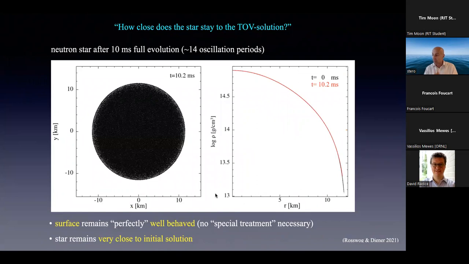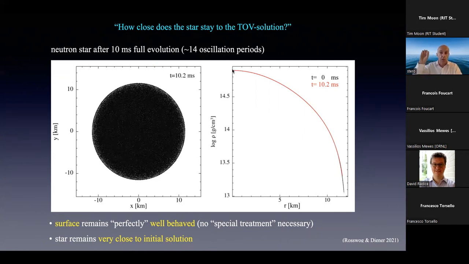Now, another test, which maybe at first sight may look trivial, but I think it is actually not. And this is we set up a star as good as we can, and then we don't do anything. We just let it evolve and just see how close it stays to the initial solution. And this is what you see after a simulation time of about 10 milliseconds. And this corresponds to something like 14 potential oscillation periods. And if you really look at the center, then you find, of course, a little bit of wobbling. And that is just due to truncation error, of course.